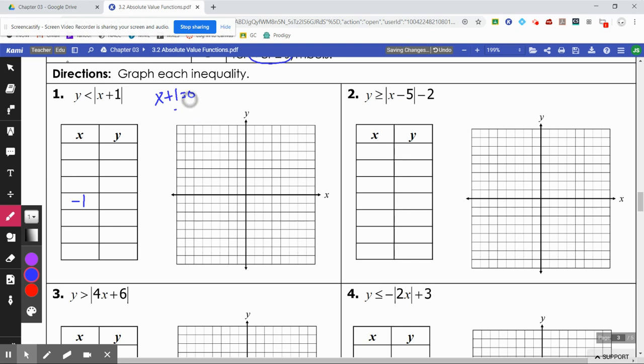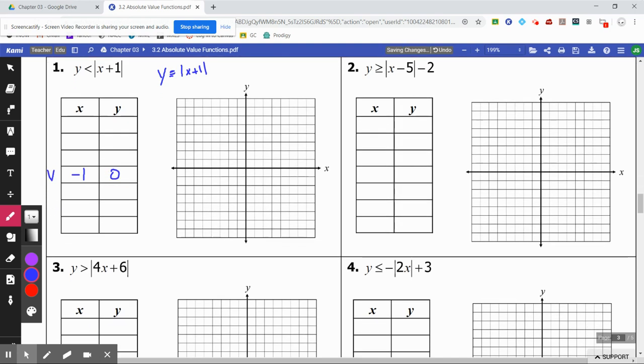Again, we're going to actually graph before we start shading anything. We're going to focus on the graph y equals the absolute value of x plus 1. And we're going to plug in those values. When I plug in -1, I get 0. That, again, will be my vertex. Then I'm just going to pick values on each side. I'm going to pick 0, 1, and 2 on that side, and -2, -3, and -4. And you should see that symmetry.